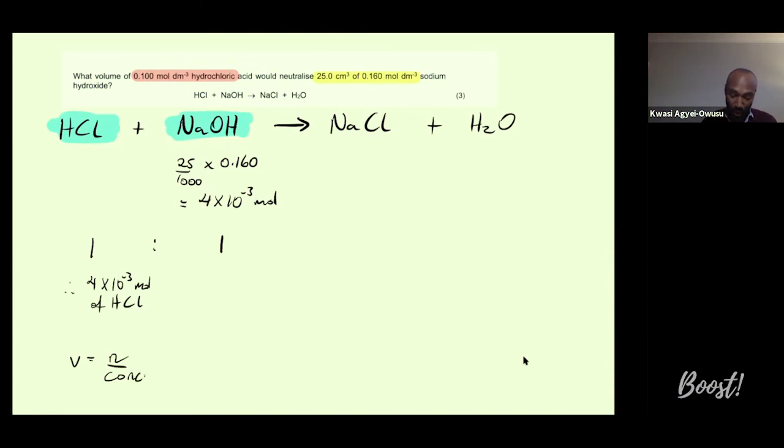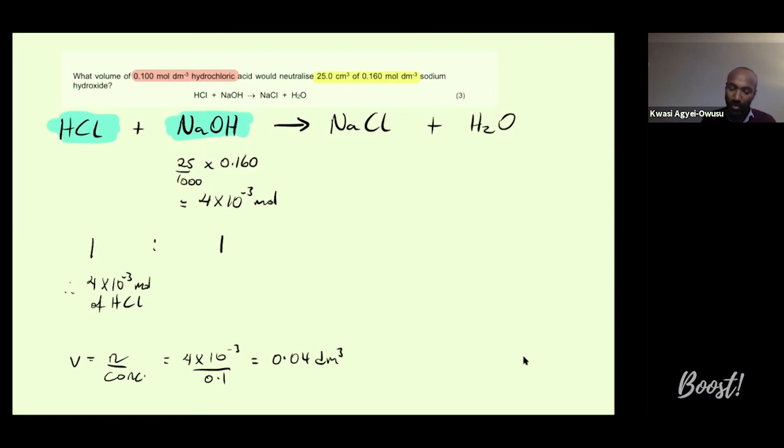So we've got 4 times 10 to the minus 3 divided by the concentration, which we're told is 0.1. That should give us a volume of 0.04 decimeters cubed. A very similar question to the last one, straightforward, although unstructured.